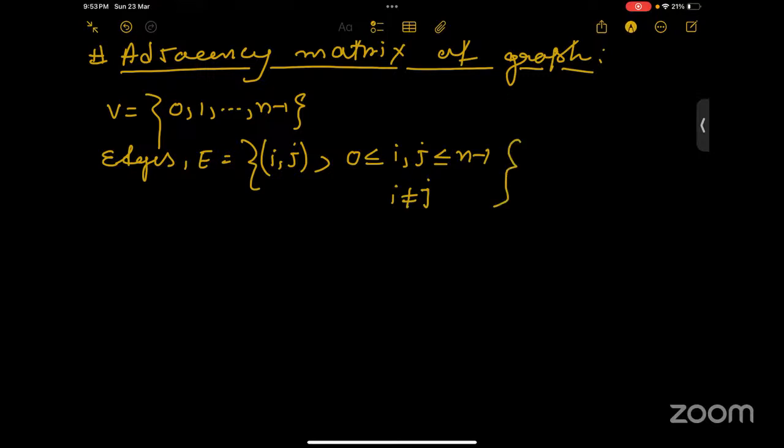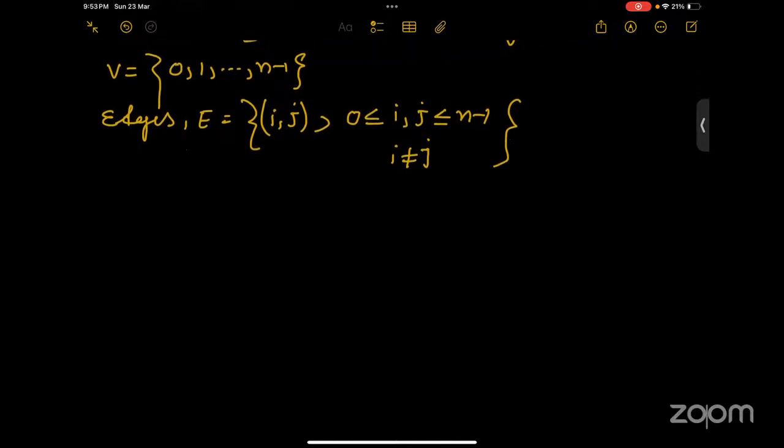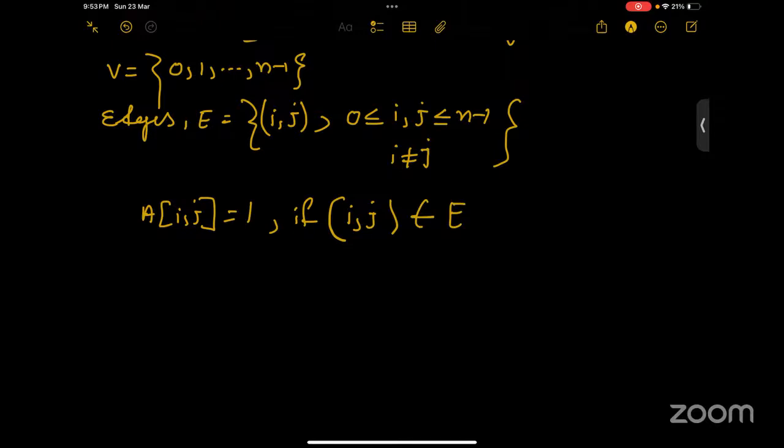Why is i not equal to j? Any one of you can say the reason? Yeah, that would mean self-looping, right? Yeah, so that's correct, not allowed. So how can we form the matrix? It is basically A_ij equals 1 if (i, j) is in E. A_ij is the ijth entry of the matrix.